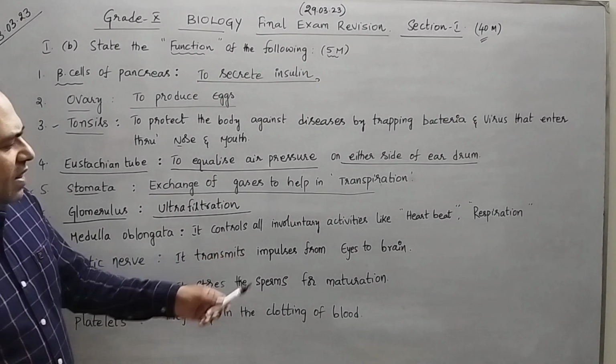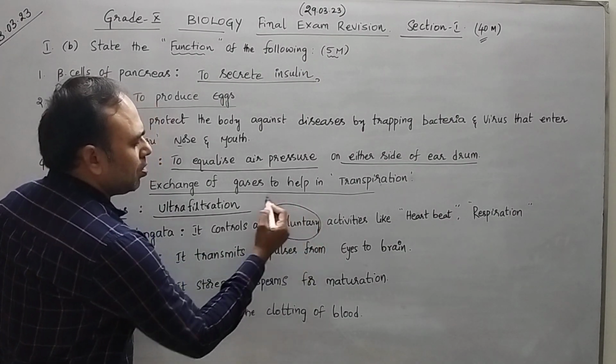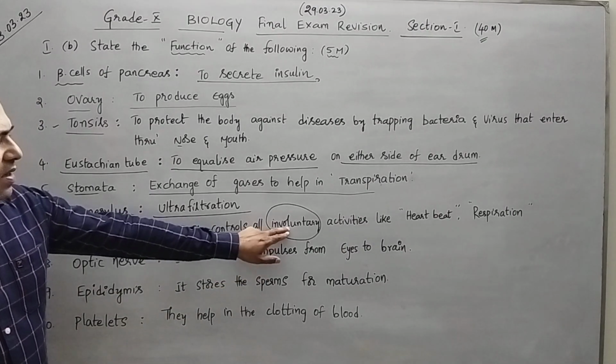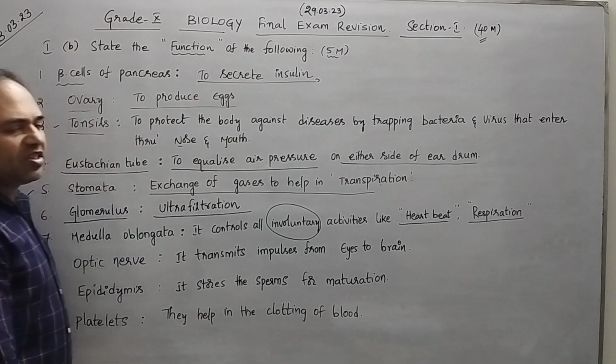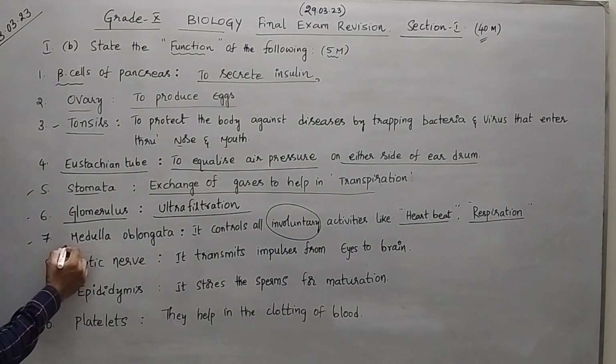Seventh, medulla oblongata. It controls all the involuntary activities. So it is not voluntary, it will be involuntary activities like heartbeat, which we cannot control, and respiration, which cannot be controlled. So that is the function of medulla oblongata of brain.